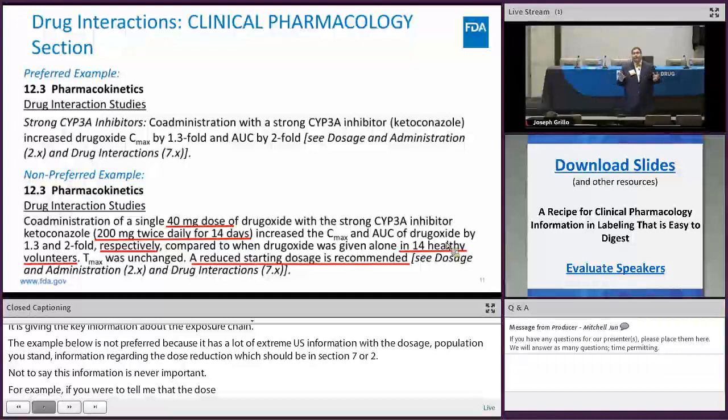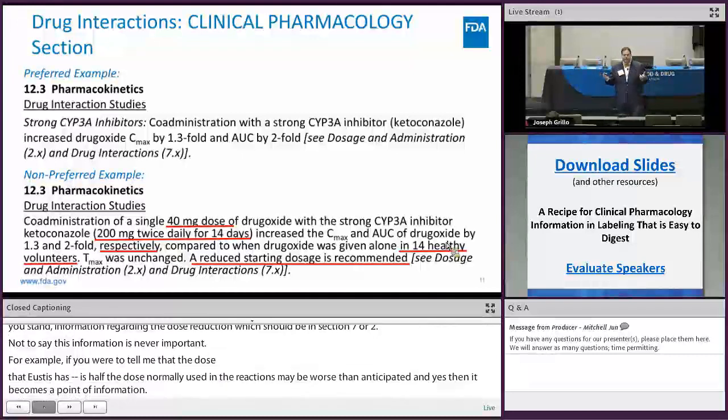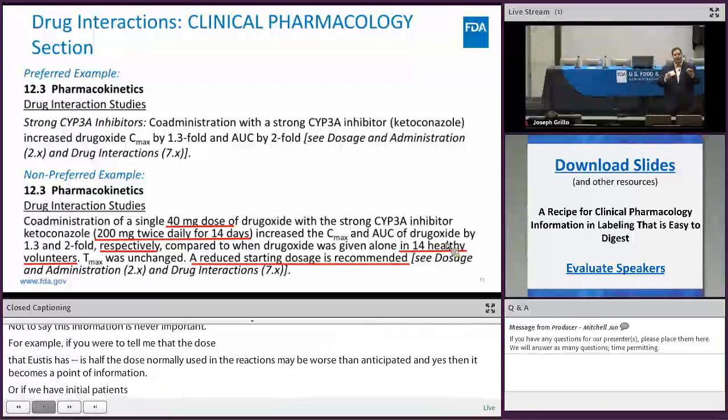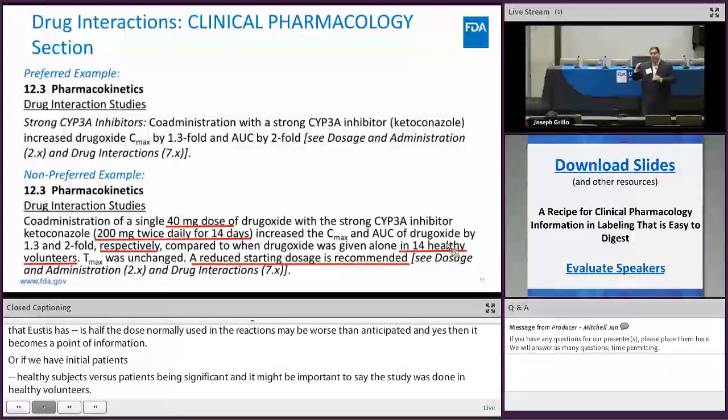Or if we have the issue with healthy subjects versus patients being significant, it might be important to say that the study was done in healthy volunteers. But again, the assumption that a healthcare provider is going to put that different information in different parts of this section together and come up with that is probably not good. So we would need that pull through.